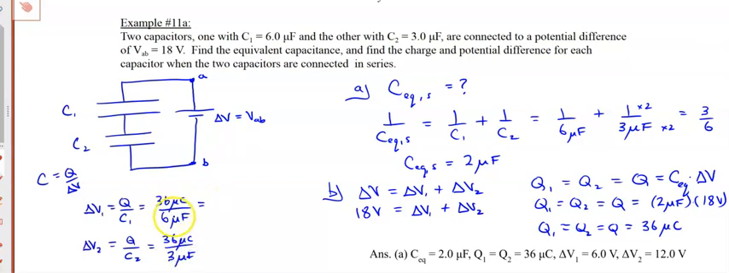36 divided by 6 will give you 6 volts, and 36 divided by 3 will give you 12 volts, and this makes sense, because 6 plus 12 will give you 18 volts.